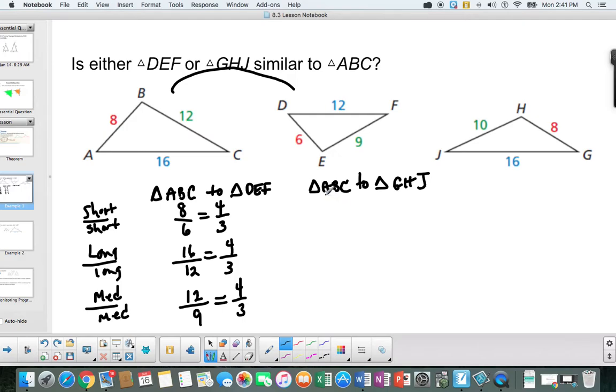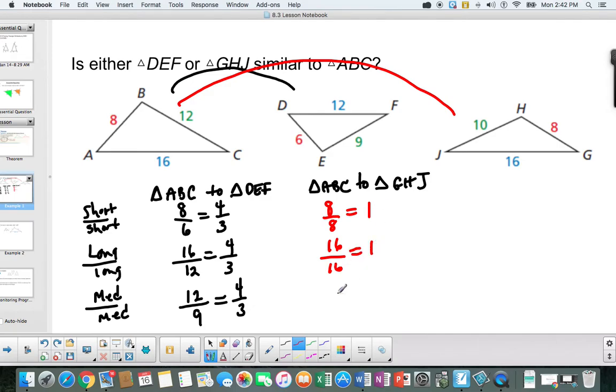But let's go ahead and check out the first one and the last one. I'm going to do this in a different color. I'm going to compare short with short. So that'll be 8, which is the red, over 8, and that's going to be 1 when I reduce it. Long to long will be 16 over the other long one, 16. So that's 1. So far that looks pretty good.